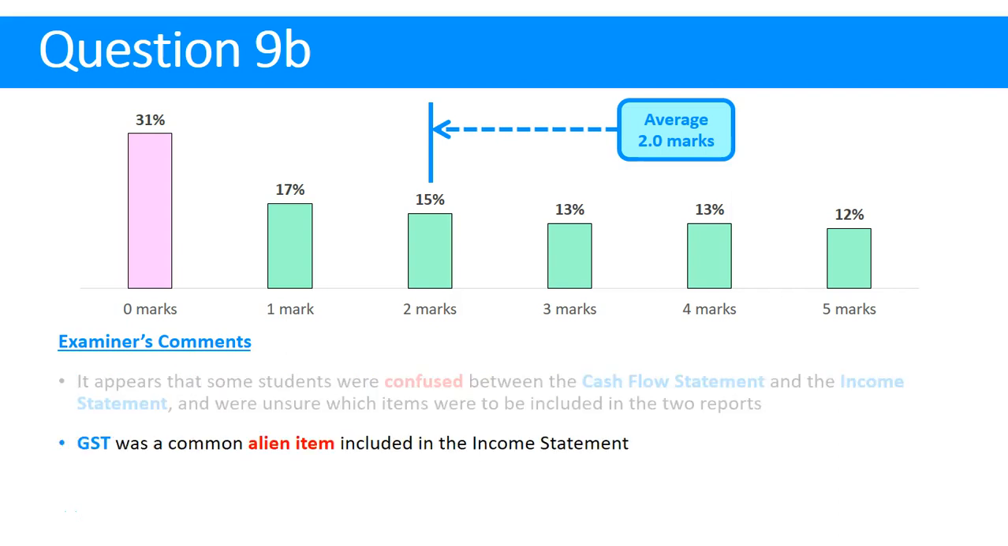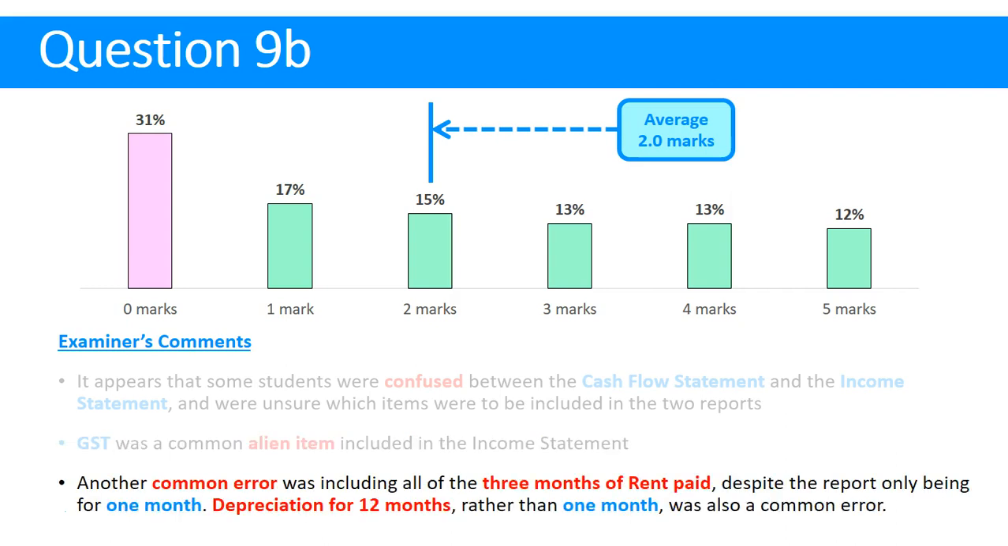GST was a common alien item included in the income statement. Now we did GST in 9A for the cash flow statement, but that's got no place in an income statement, so we can ignore that. And lastly, another common error was including all 3 months of rent paid. Same with depreciation, putting in 12 months and so on. So what we want to remember is that for an income statement, we're only looking at what's incurred and not what's paid, and that'll be different to the figure that we would have put in the cash flow statement.